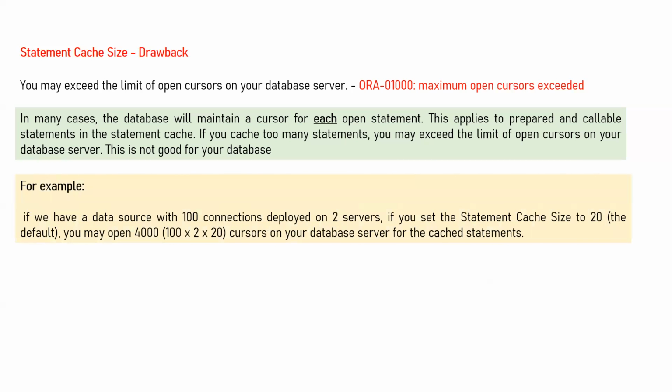For example, if we have a data source with 100 connections deployed on 2 servers, that means I have 2 managed servers and I have targeted my data source to both servers, and my maximum capacity is 100 connections. And my statement cache size is 20. That means the number of open cursors in my application and in my database is 100 into 2 into 20. I have 2 managed servers, 100 is the connection capacity of the data source which I have targeted to the 2 managed servers, and 20 is the statement cache size. That means a total of 4,000 open cursors that you are going to open. So you have to take this into consideration when you are going for statement cache size tuning.